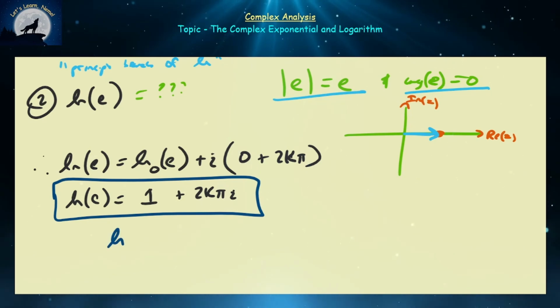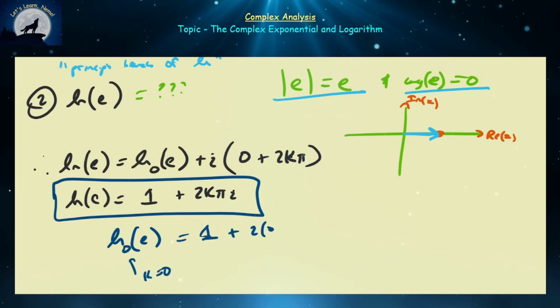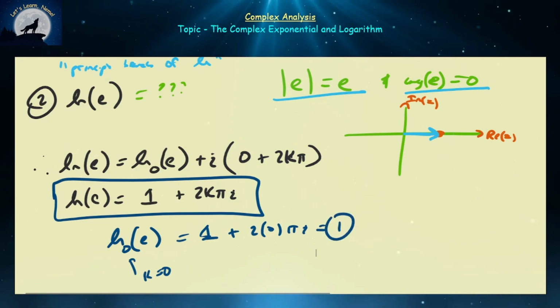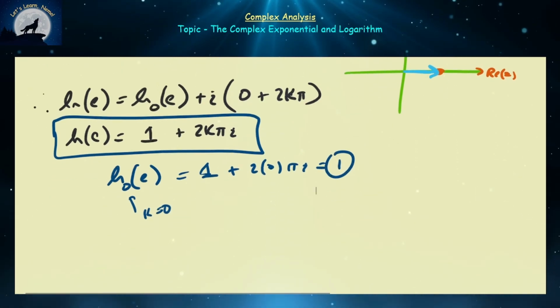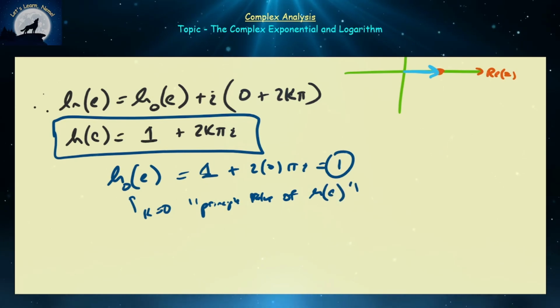But if we take the principal branch of e, where the 0 now corresponds to what k is, then that's just going to be 1 plus 2 times 0 pi i, which is going to be equal to our familiar value of 1. So this is called our principal value of the natural log of e.